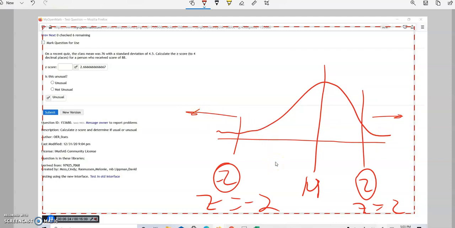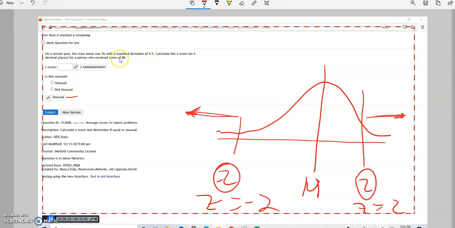Any z-score, in other words, any score within 2 standard deviations of the mean, 95% of them, if you remember the empirical rule, is going to be considered a normal or not unusual test score. Anything outside 2 standard deviations from the mean, 2 standard deviations higher or more, or 2 standard deviations lower or more, which means your z is either higher than 2 or less than -2, will be considered unusual. So 2.66, obviously higher than 2, is considered that.